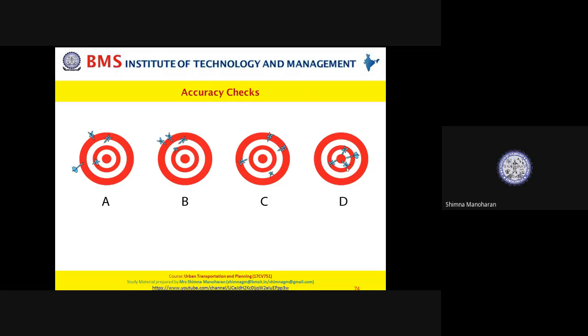What about D? High accuracy. It is both. Yeah, it is both accurate and precise. Good. Okay, so you understood the difference between accuracy and precision, right?